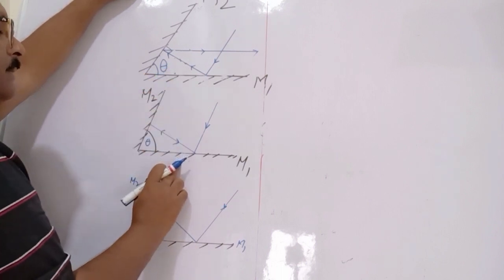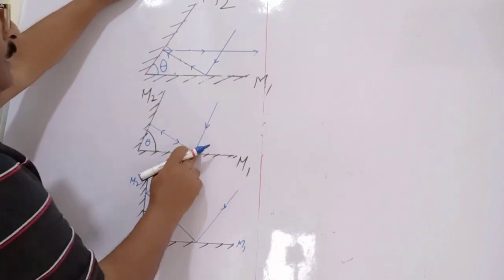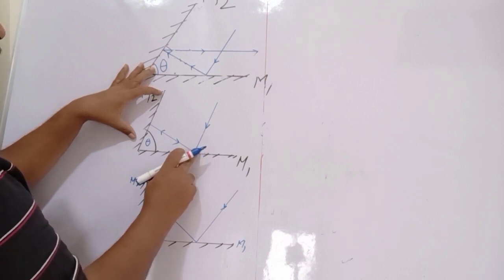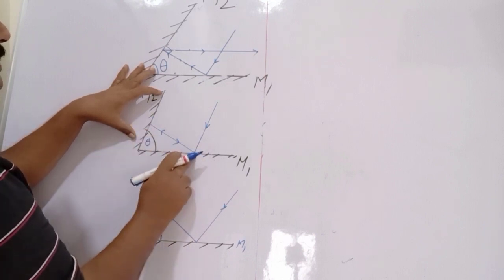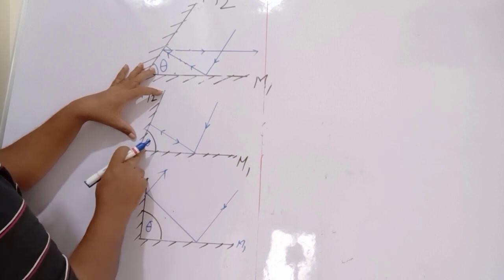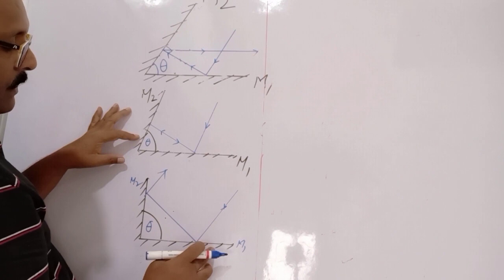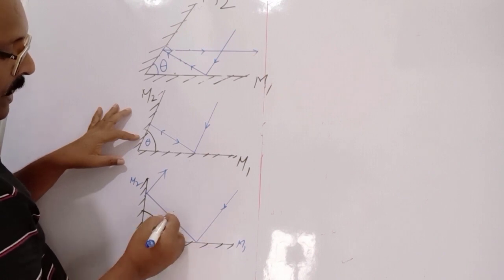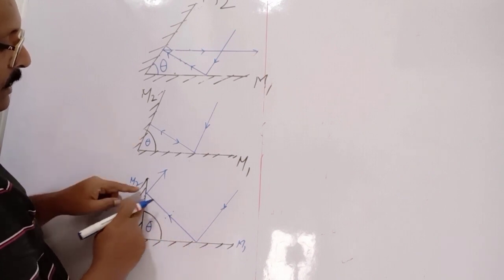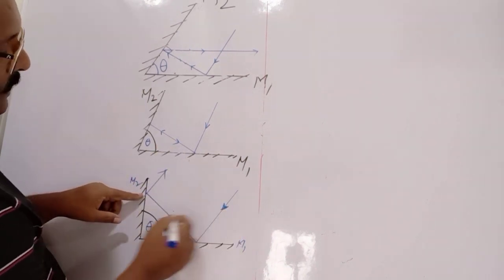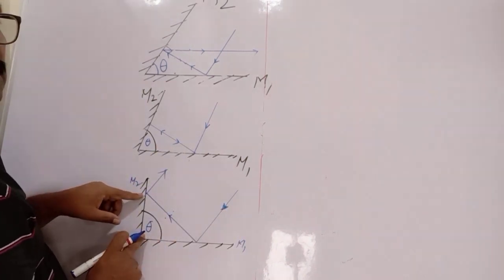In the second case, a ray is incident parallel to the second mirror so that after reflection, the reflected ray is retracing its path. Find the angle between the mirrors. In the third case, a ray is incident on one of the mirrors. So, after it is reflected from the second mirror, the reflected ray will be parallel but opposite to the incident ray. Then what is the angle between the two mirrors?